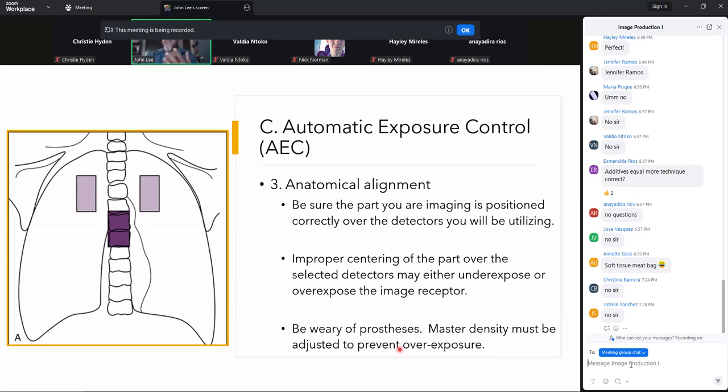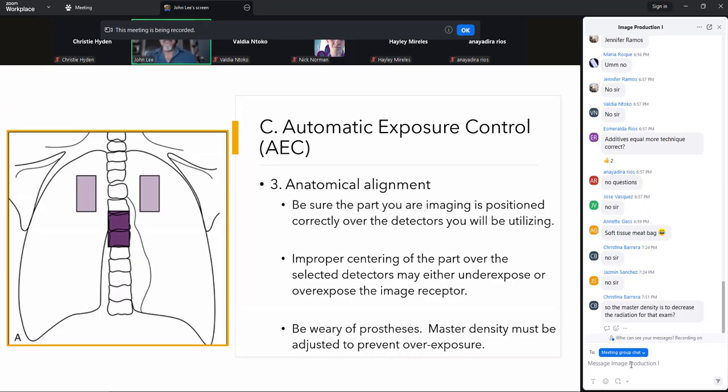And what typically happens is the bone that is around that prosthesis gets saturated with radiation. It gets burned out. And it can be windowed, but you're still not going to have the best image. So knowing that there's a prosthesis there, you could bump it down to a -2, -3 master density and make an exposure and not have to worry about burning through the healthy anatomy that is there.